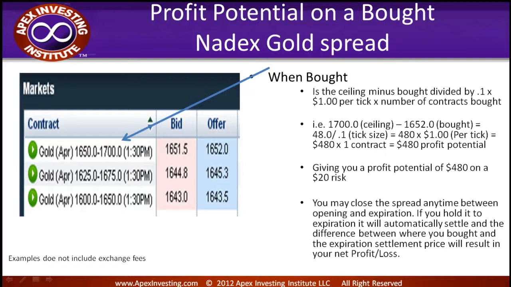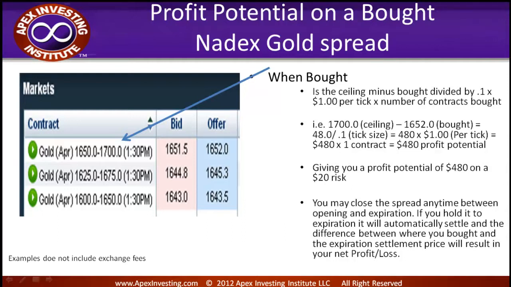So now let's look at the profit potential on a bought Nadex gold spread. Well, if we bought it, then we subtract the ceiling from the price we bought. So if we bought it at $16.52 and the ceiling is $1,700, then it's $1,700 minus $16.52. The difference is 48.0. We divide it by the tick size, which is 0.1. You can know that just by looking at how it quotes. See how it quotes in point and then the decimal place right there. So one decimal place over, so 0.1.